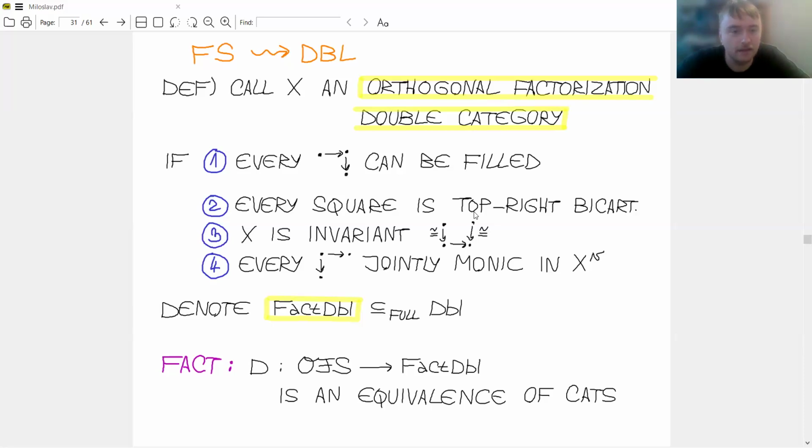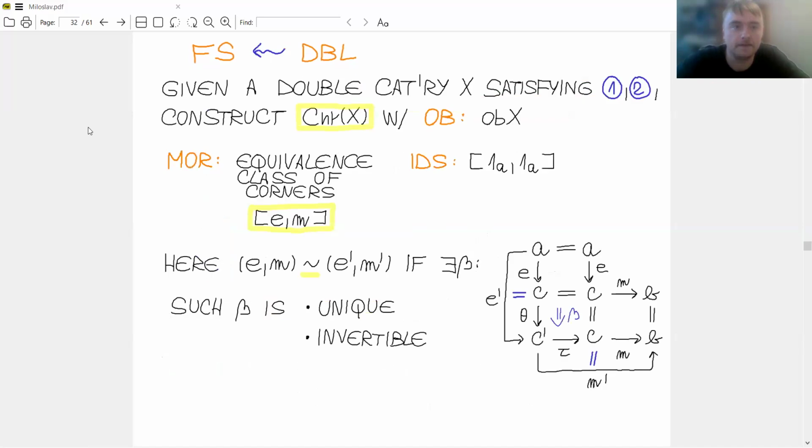technical condition, I think. I denote the category of these double categories by FactDouble, and I define it to be a full subcategory. And the fact is that this D functor is an equivalence of categories if we regard it as a functor from orthogonal factorization systems to factorization double categories. And I will again describe the equivalence inverse explicitly. So this will again be some kind of category of corners, but this time it's more complicated in some sense.